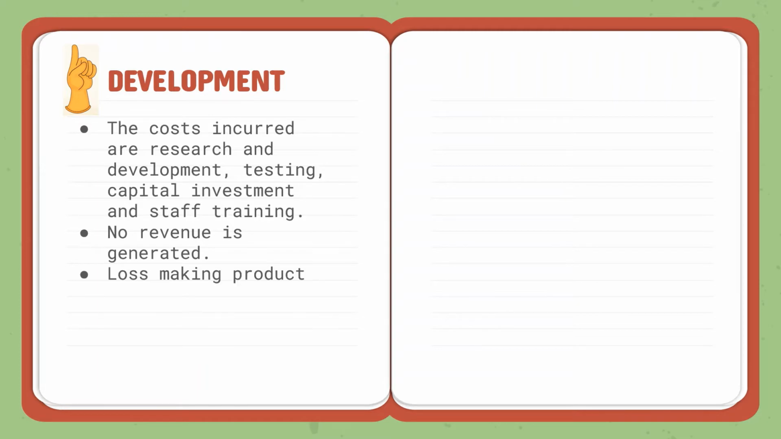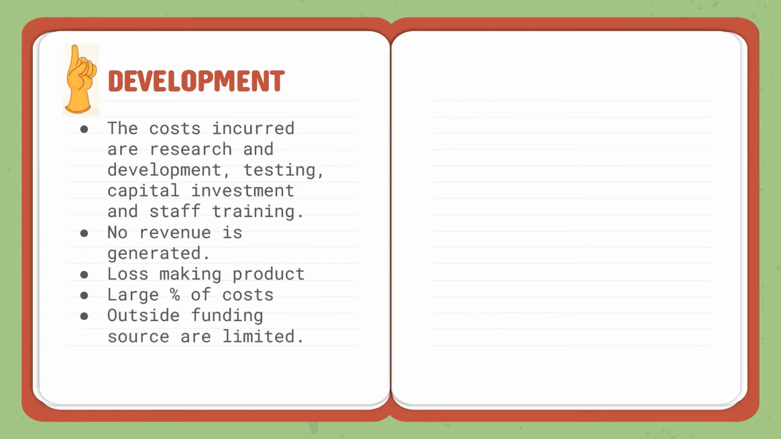During this phase, it may take up between 70% to 90% of costs incurred. Therefore, the company should minimize the cost. Since the risk is high, outside funding sources are limited. The existing companies need to fund the development cost by the profit generated from the previous product, while startup companies need to fund using their own resources.